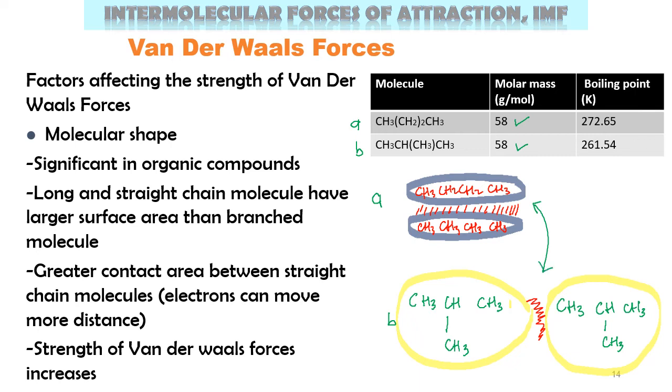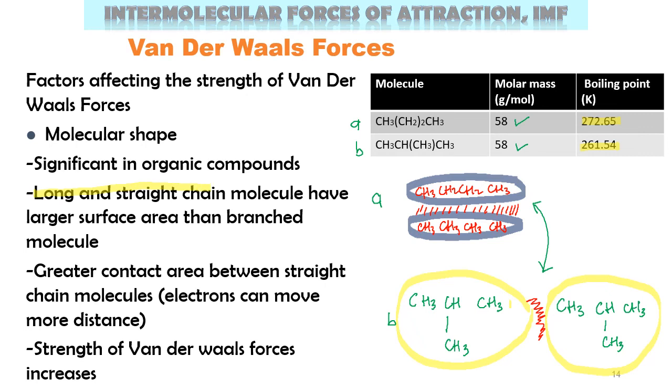Therefore, because of the surface contact area berbeza, it will result in a different boiling point. So for the first molecule, you will have a boiling point of 272.65, and then for B, you will have 261.54 Kelvin. Okay, so you can see the explanation here.